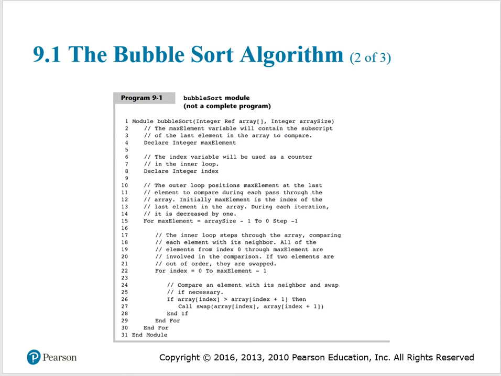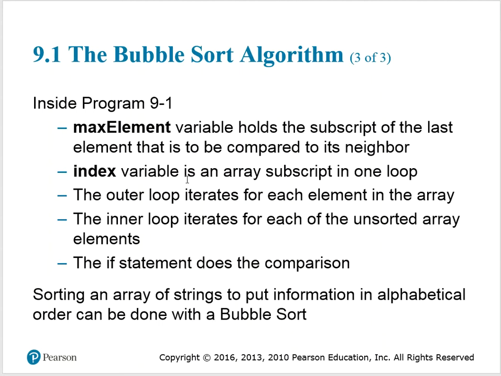And moving forward, inside of this 9-1 example, as we have mentioned, elements 0 and 1 are being swapped. The max element holds a subscript for the last element that is to be compared to its neighbor, and index is an array subscript in one loop. We all know how important the index variable is because it's going to process the next data. The outer loop iterates for each element, and the inner one for each of the inserted elements. The if statement does the comparison.